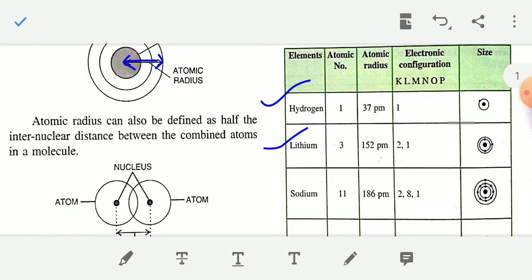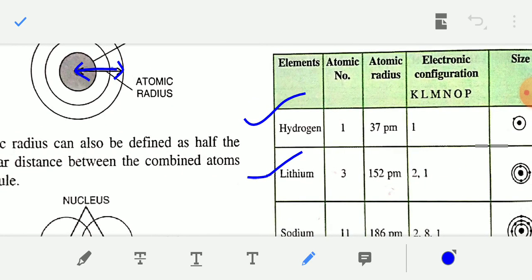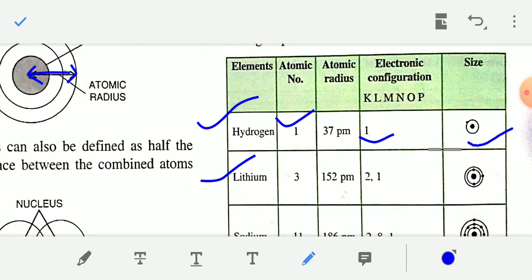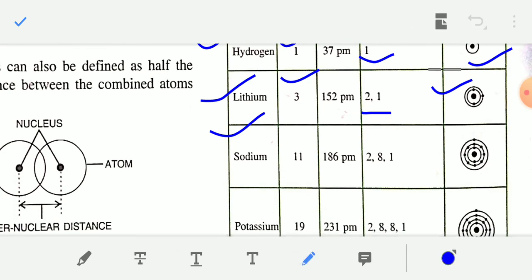You can see in group 1, hydrogen has atomic number 1, only one electron, so the electronic configuration is K shell 1 electron. So in hydrogen only one shell is there. In case of lithium, atomic number is 3, so electronic configuration is 2, 1. K shell has 2 electrons and L shell has 1 electron. So lithium has 2 shells. And sodium, atomic number 11, electronic configuration 2, 8, 1, and sodium has 3 shells, K shell, L shell and M shell.